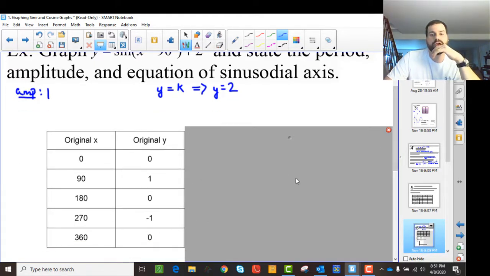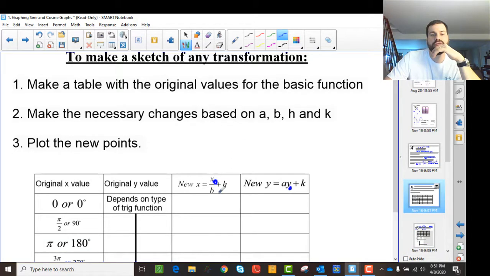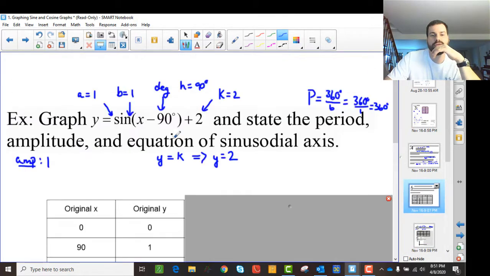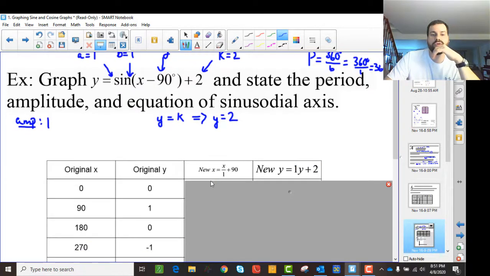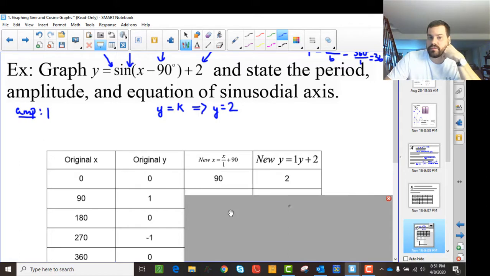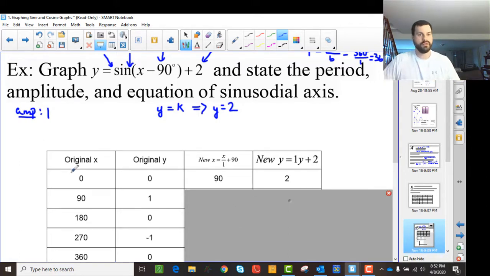So then what I do, if you look back here, is I take the x value, divide by b, and add h. So that means I'm going to divide by 1 and add 90. And the y value, I'm going to multiply by a and then add k. So it's 1y plus 2. So we're just going to do that with each of these values. So 0 divided by 1, 0, plus 90 is 90. If you're wondering why you just have 90 there, what I did is I went x is equal to 0 divided by 1 plus 90. And then to get this y value, I went y is equal to 1 times 0 plus 2.